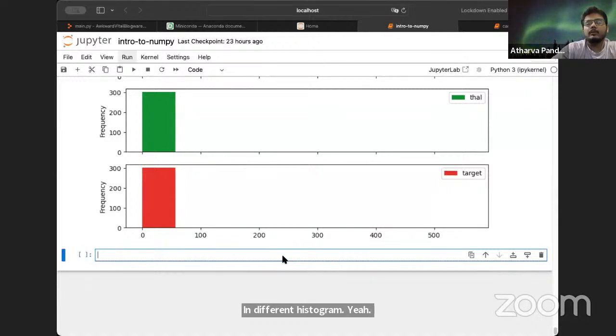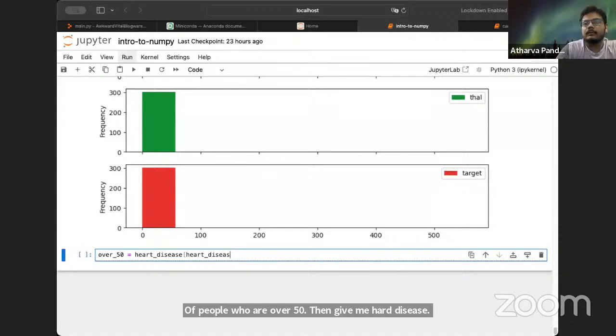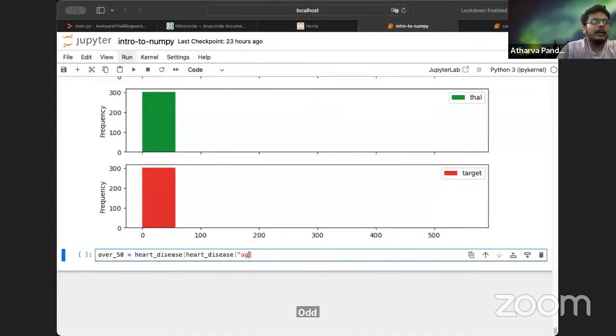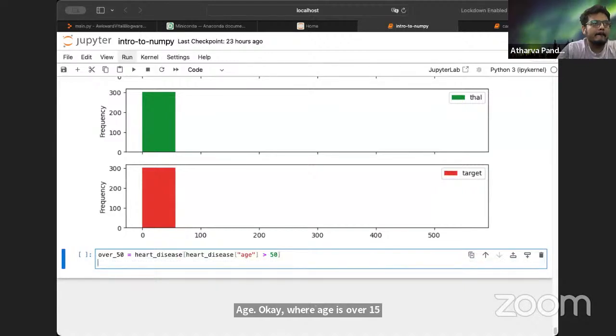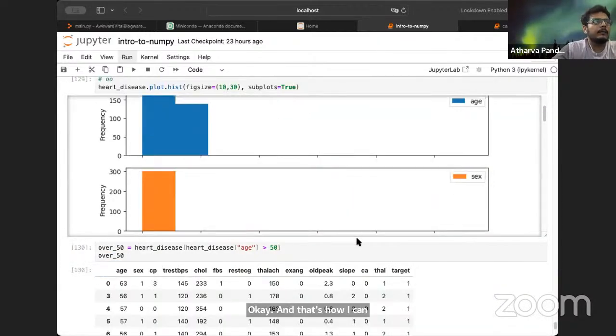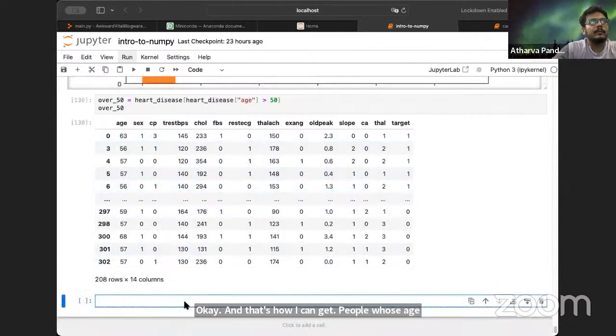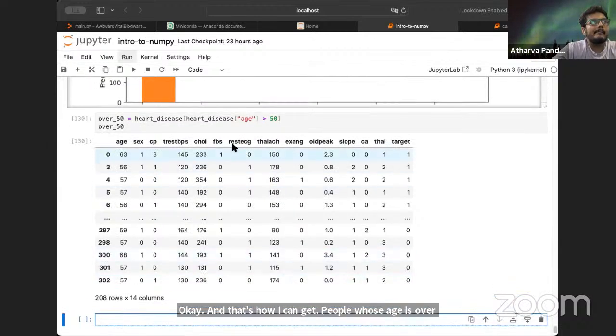Okay, what else can we do? For example, I want to get data of people who are over 50. Then give me heart disease, age, where age is over 50. And that's how I can get people whose age is over 50.